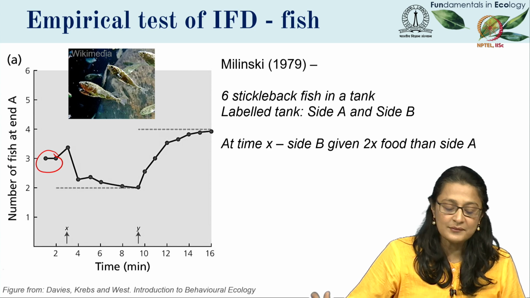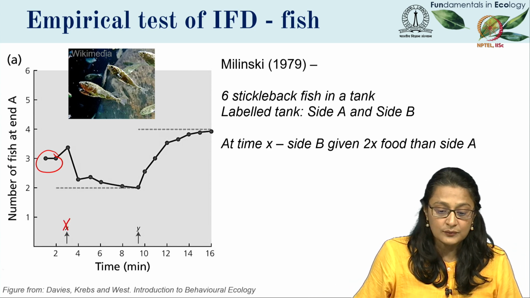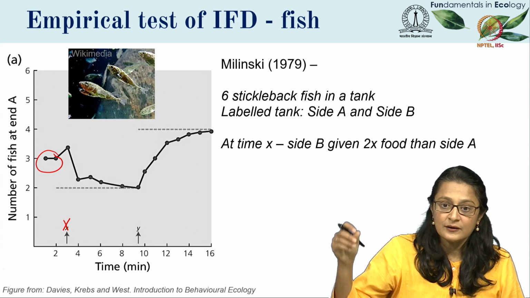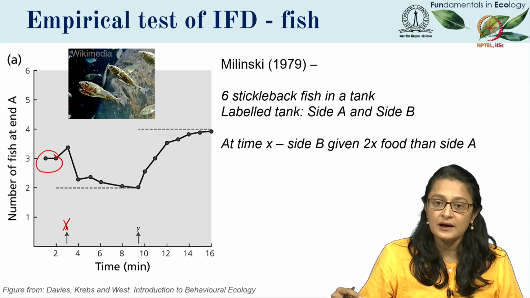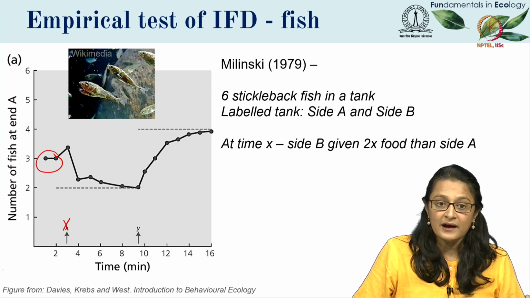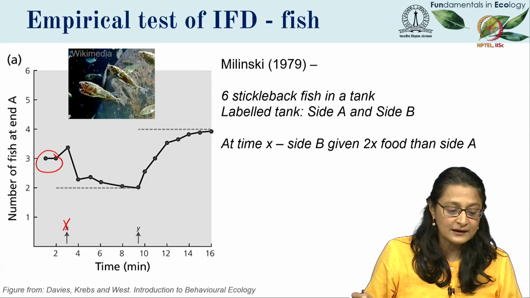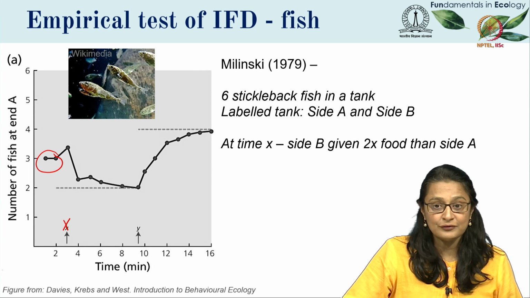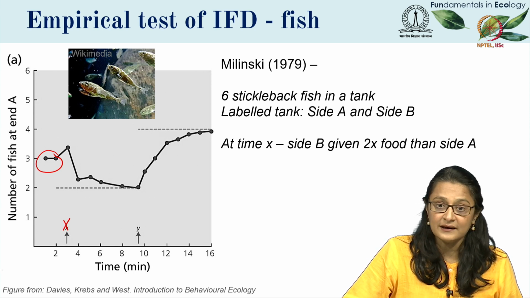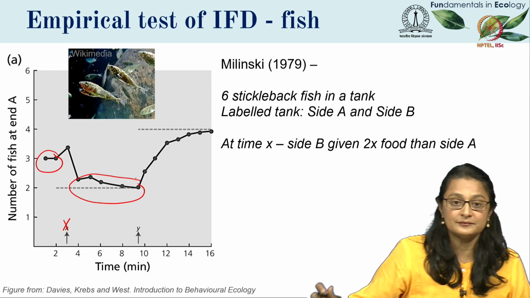So at time x, which is here, what Milinski did was drop food from side B at a rate that was 2 times more than the food he dropped in side A. What happened is the fish readjusted themselves in the tank so that there were now 2 fish on side A and 4 fish on side B. Side B had 2 times more food than side A. And that's what's happening in this part of the graph.